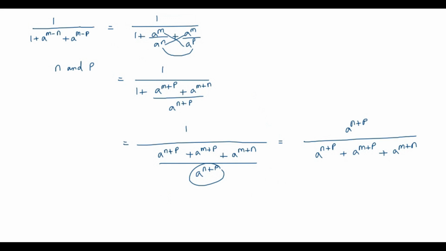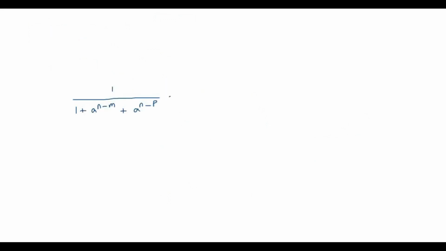Okay, let's get the simplification of the second fraction. Here the second fraction is 1 divided by 1 plus a to the power of n minus m plus a to the power of n minus p. Okay, when I simplify this second fraction, I'll be getting the same denominator what I got when I simplified the first fraction. So after simplification, the denominator of the second fraction will be a to the power of n plus p plus a to the power of m plus p plus a to the power of m plus n.